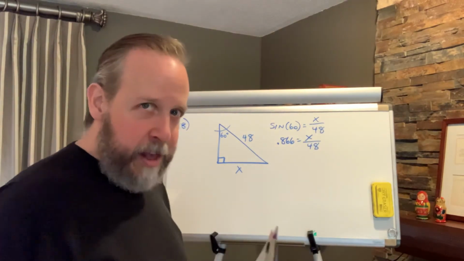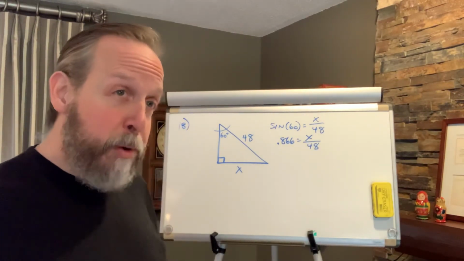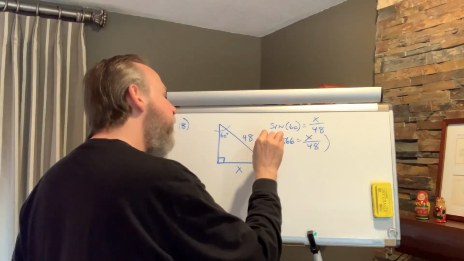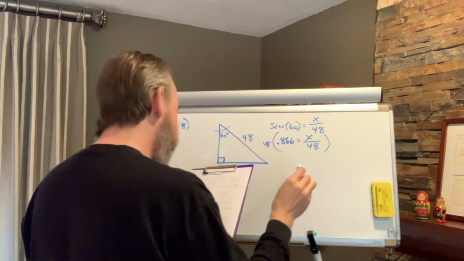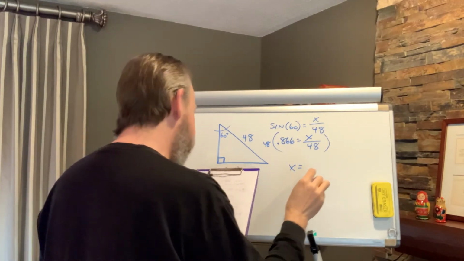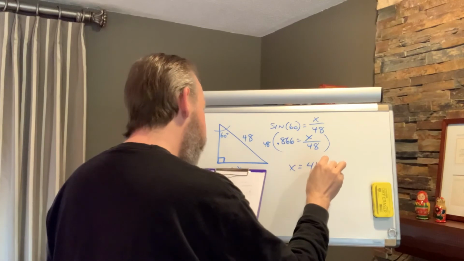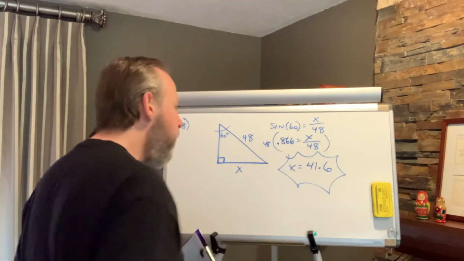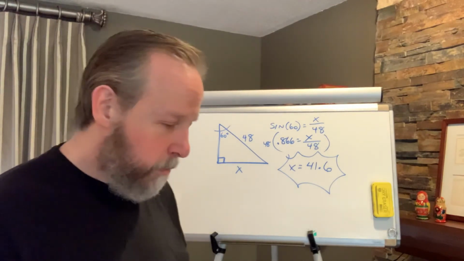Some very simple algebra skills now. Multiply both sides by the denominator. Multiplying by 48, I get the answer. Now it wants it to the nearest tenths place, the first decimal spot, so 41.6. We're finished.